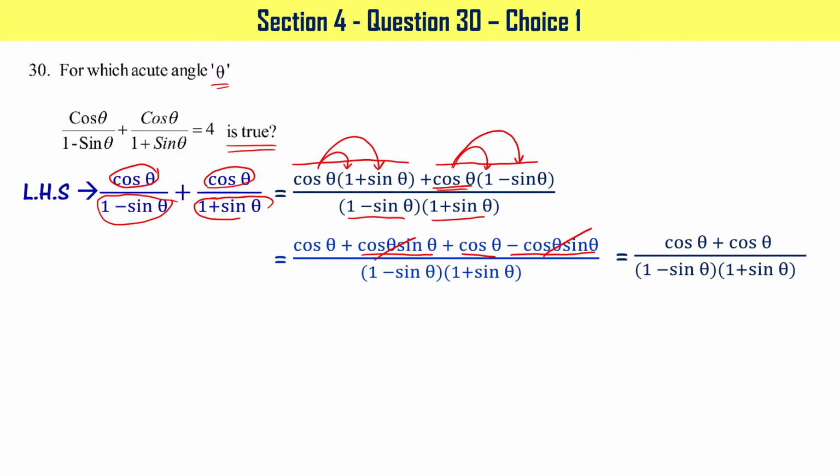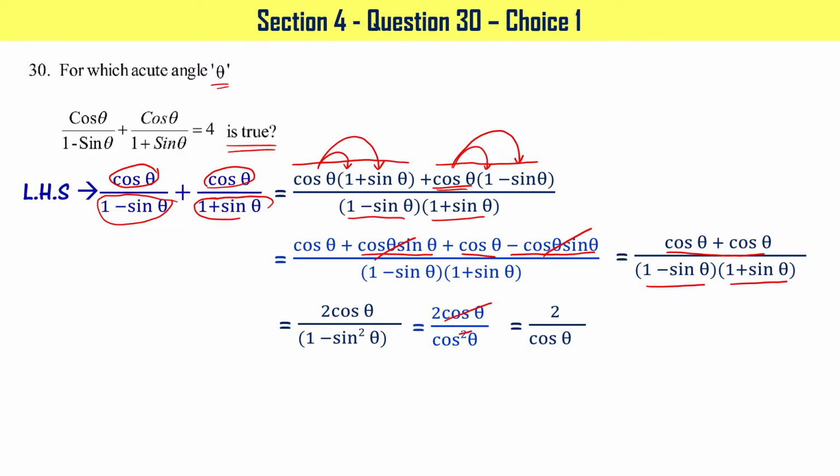Now I can write cos theta plus cos theta equal to 2 cos theta, and (1 minus sin theta) times (1 plus sin theta) can be written as 1 minus sin square theta, right? Let's do that. 2 cos theta divided by 1 minus sin square theta. We know 1 minus sin square theta is cos square theta, right? This is one of the identities. So let's write 2 cos theta divided by cos square theta. Now what I can do is I can cancel this cos theta and this square, right? Now what you have is 2 divided by cos theta.